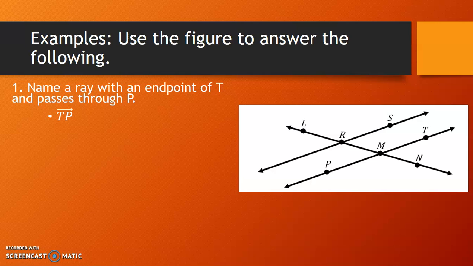And notice the symbol above that TP is kind of like a line, but it doesn't have the double arrow. It just has an arrow on one side because it's talking about a ray, and a ray starts at a specific point and it just goes forever in one direction.